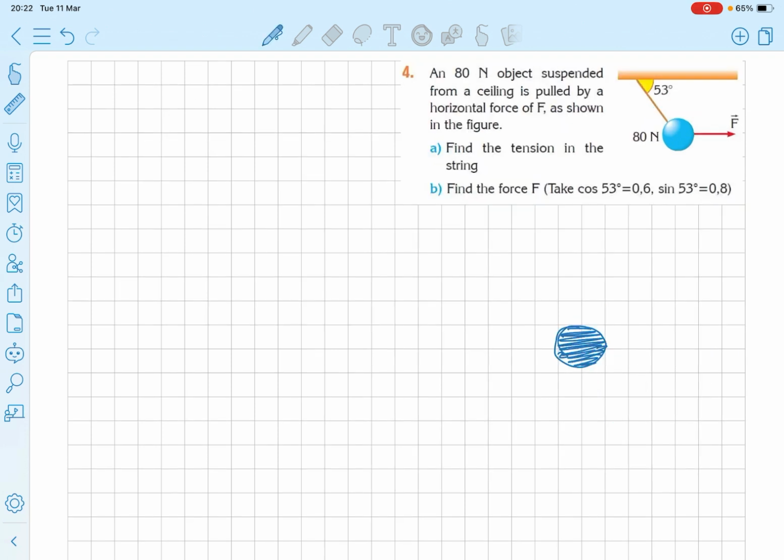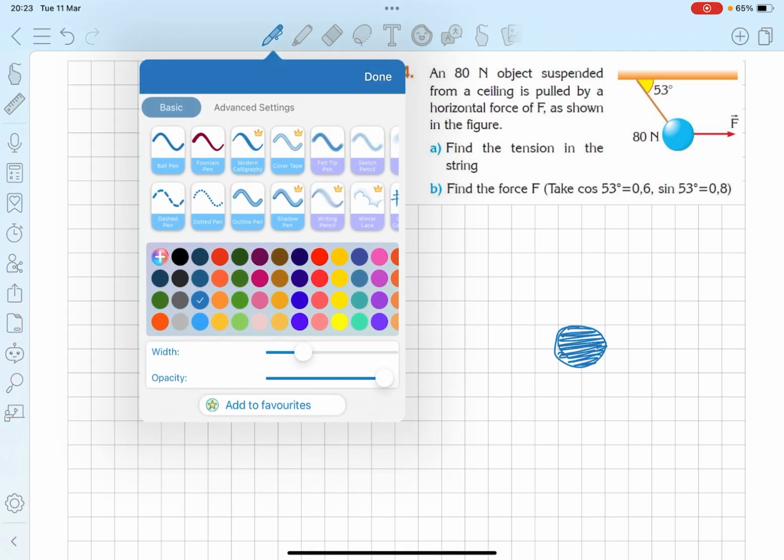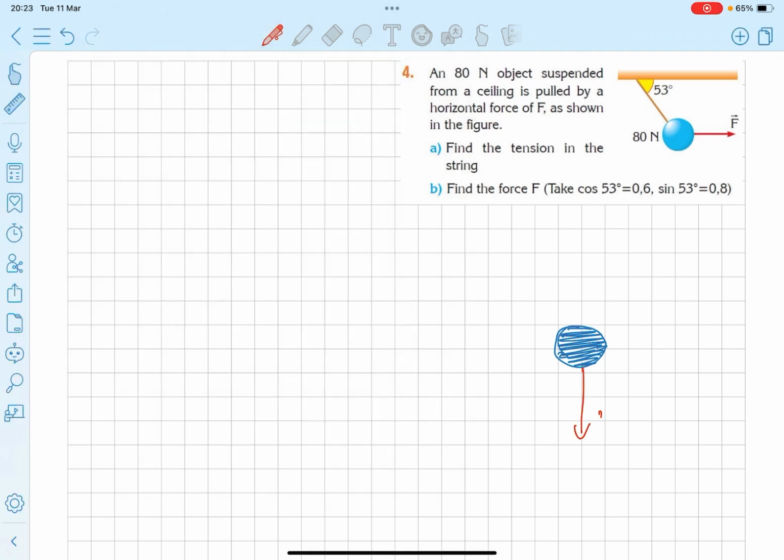Question 4. An 80 newton object suspended from the ceiling is pulled by a horizontal force F, as shown in the figure. Find the tension in the string. Find the force. Yeah, there are two questions. So, firstly, we will define all the forces. Yeah, downwards it is pulled by the weight, which is equal to 80 newtons. It's written here. Yeah. So then, forward, there is a force. Backwards, I mean there is a tension at an angle, yeah. So this tension can be separated into two components.